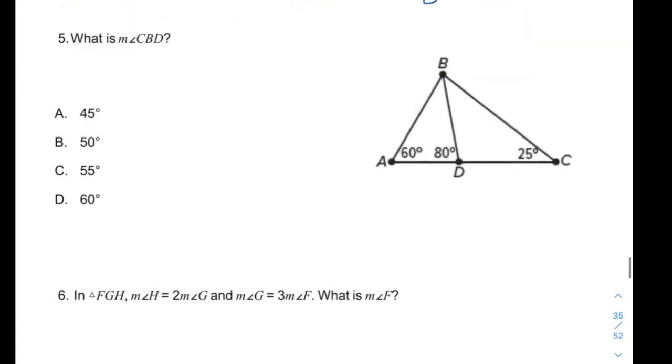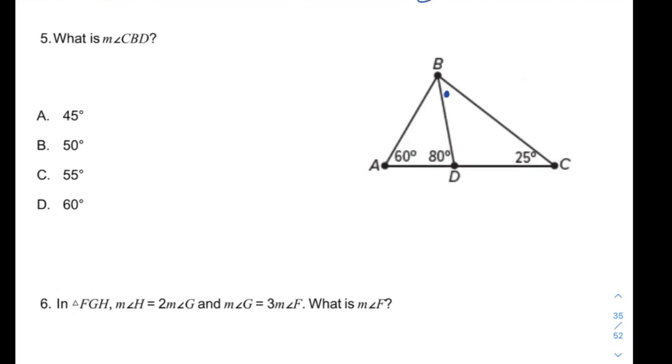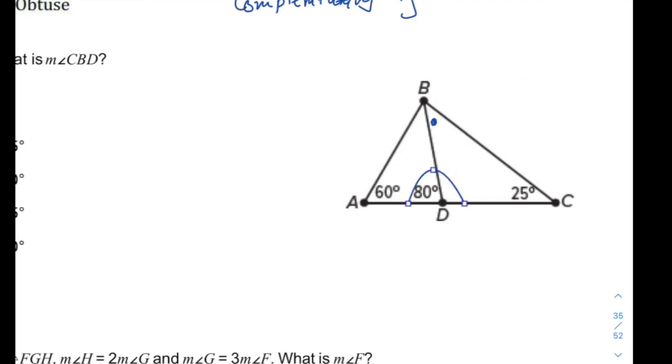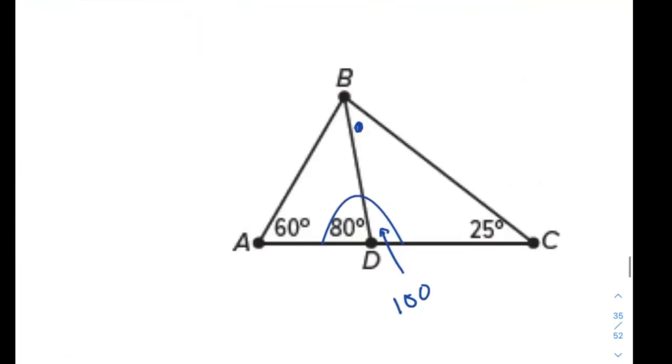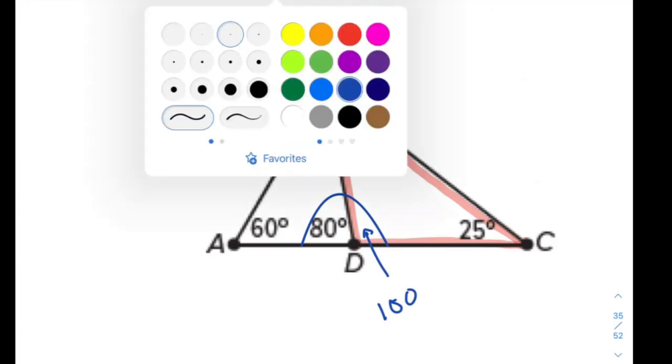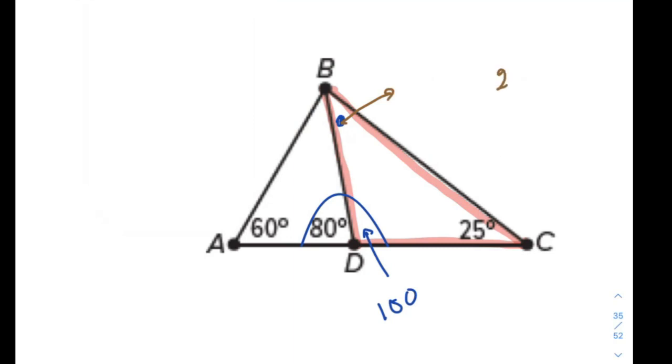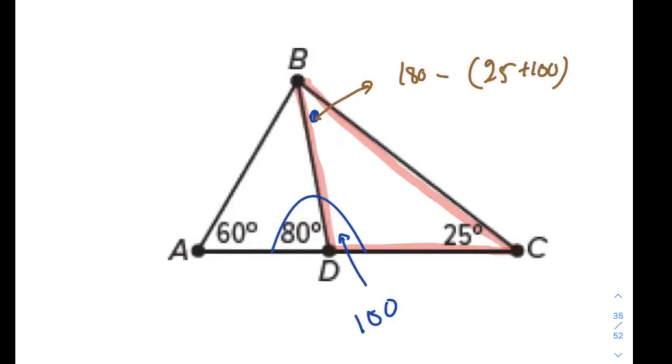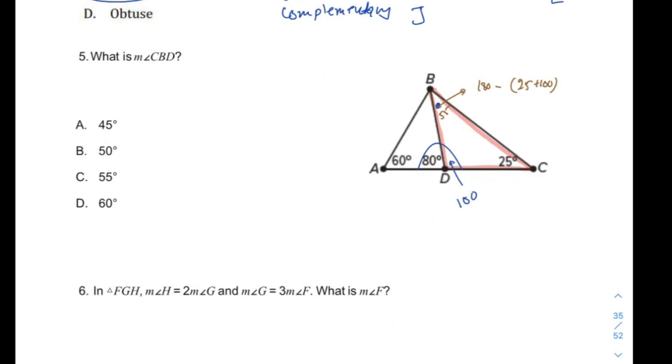What is measure of angle CBD? CBD is this one. What are we going to do? First, finding this angle, try to find as much as you can. This will be 100 for sure, right? Linear pair. Now we are looking at this triangle with angle 100 and other is 25. So this angle will be adding 25 plus 100, subtracting from 180, it will be 55. And this is the needed one.